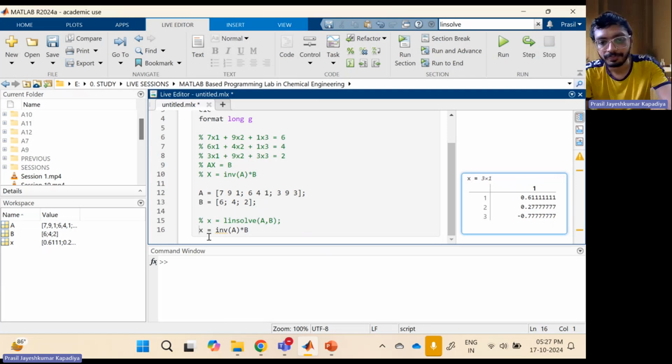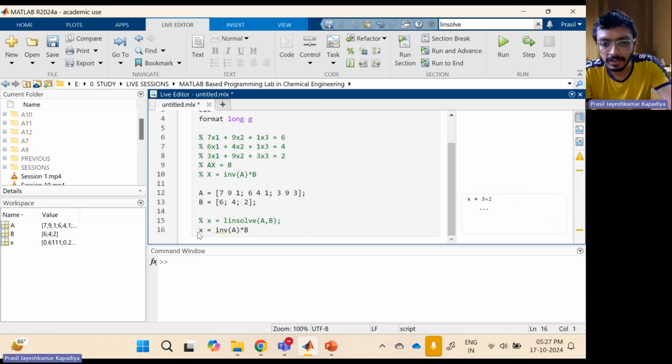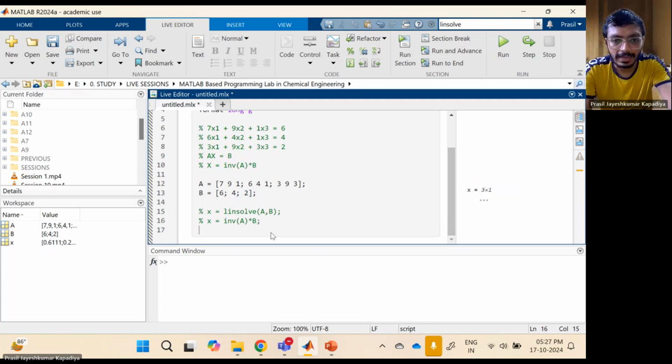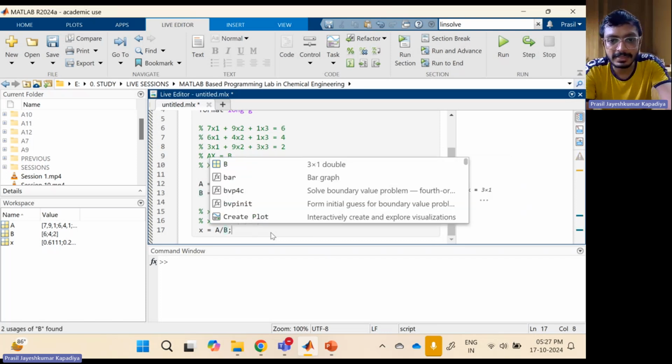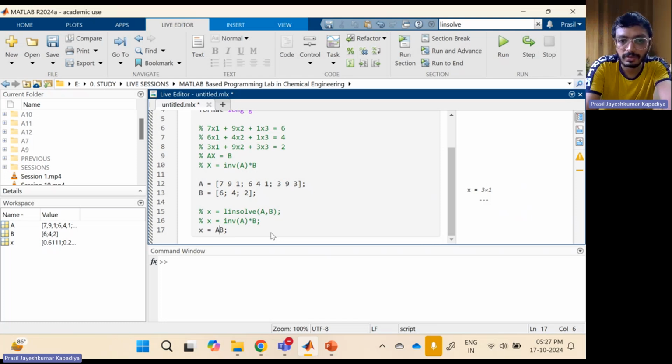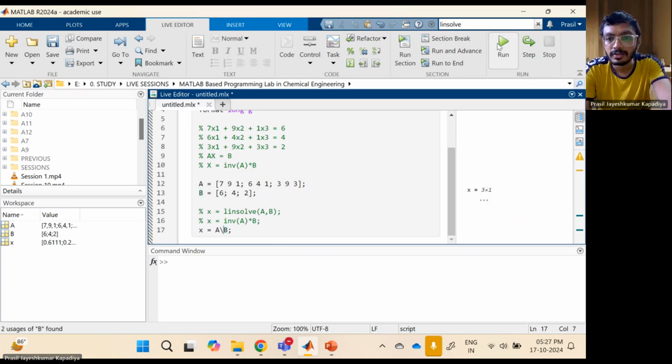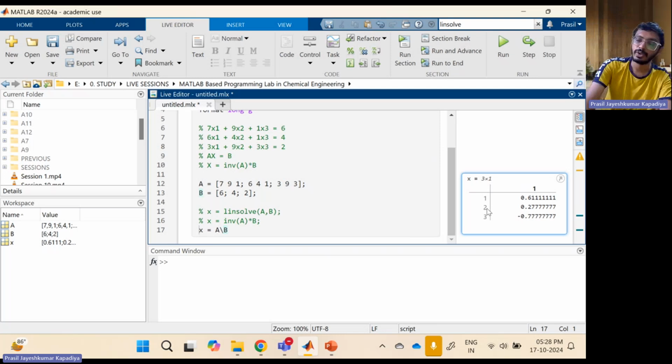Further, I can also do this. x is equal to, it is not A divided by B, but it is A backslash B. So I will do this. I have put a semicolon, so my solution is not visible. I will also get the same solution here, that is 0.61, 0.27 and minus 0.77. So this is how we can solve a system of linear equations.